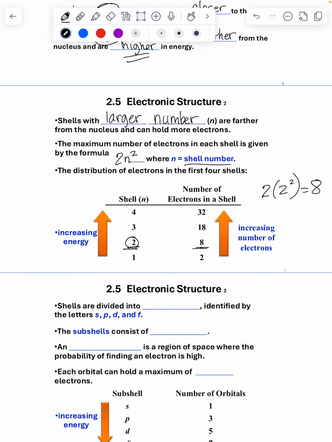Let's try another one. What if we wanted to know about shell number 4? So we have 2 times 4 squared, 4 times 4 is 16, times 2 is 32. So this is an easy way to be able to determine how many electrons a particular energy level can hold.